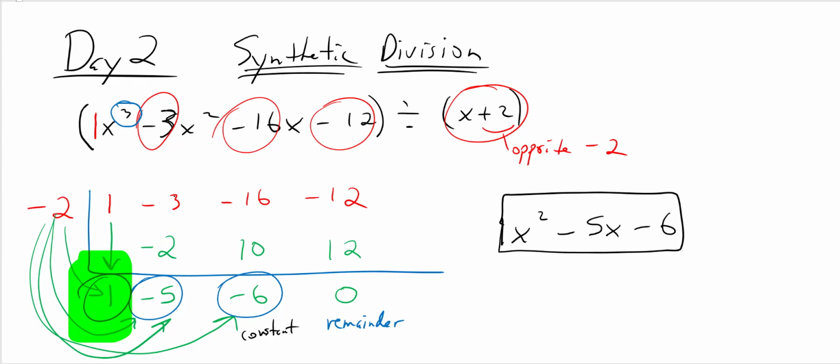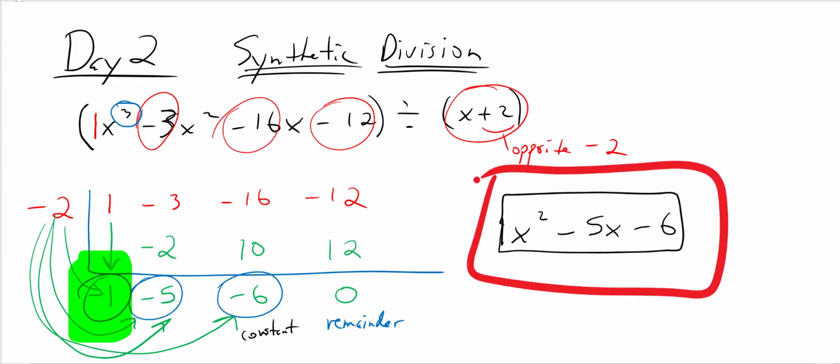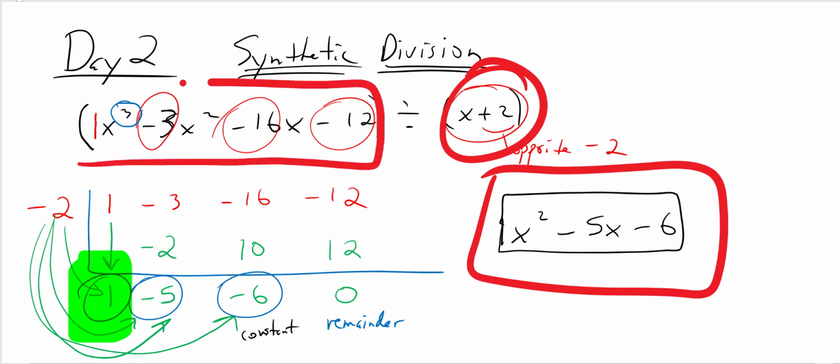Now here's the deal, math fans. If I wanted to check it, I could take this value right here, multiply it by x plus 2, and you know what I'd get? I'd get the original problem that I started with if you multiply it out. So remember, multiplying is the opposite of division. Okay? All right, so let's try another problem here.